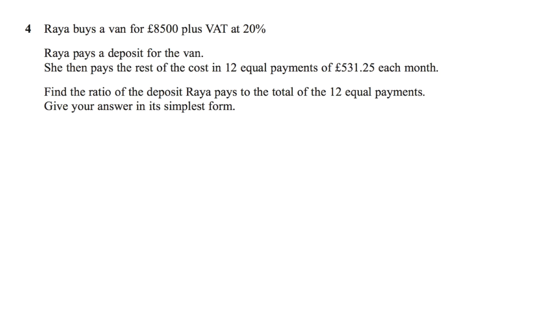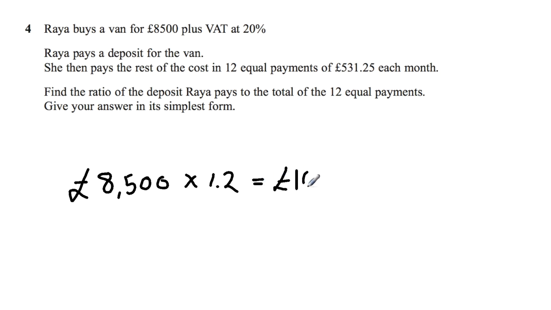So the first thing we need to do is work out how much Raya pays for the van in total, which includes VAT. So we're going to multiply 8,500 by 1.2, which equals 10,200 pounds.